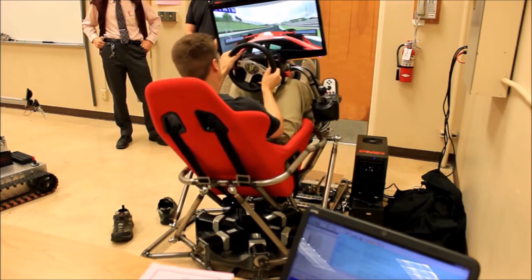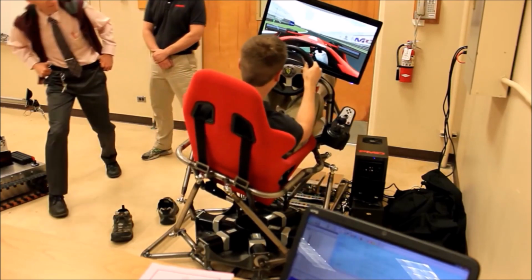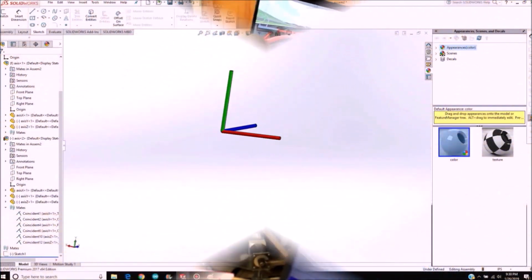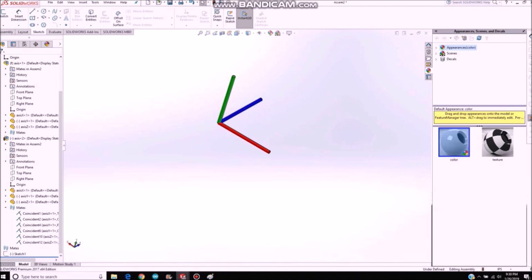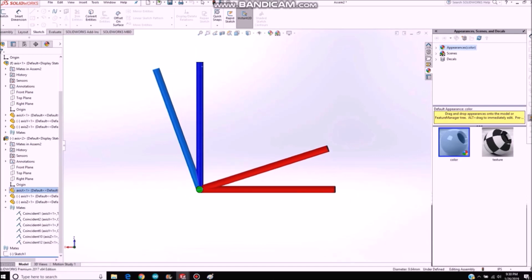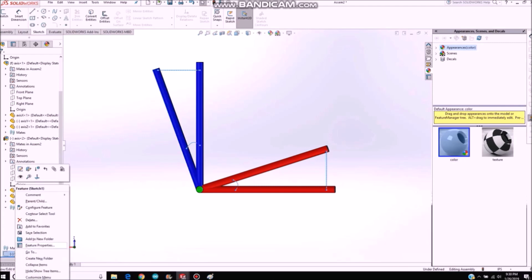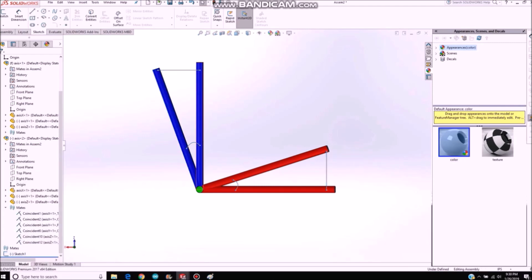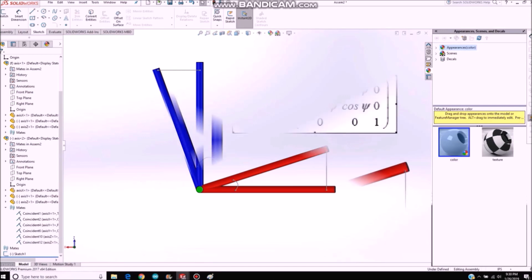So now I'm going to get into the mathematics behind a Stewart platform. You can see here we have our x, y, z coordinates in 3D space. Our green is our z, our red is our x, and our blue is our y. As you can see, we rotated our frame, and we'll call that angle psi.